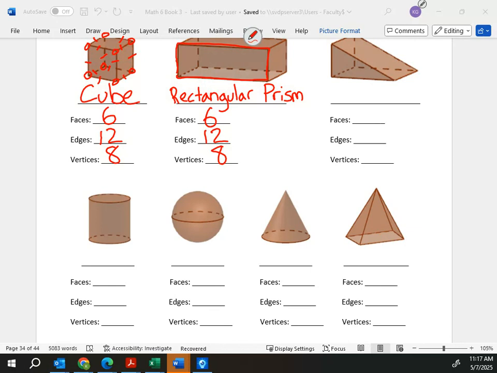Then we have this funky looking wedge. What do we call that wedge, Lexi? Yeah, because we see it has triangles on its sides. So instead of just calling it a triangle, we call it a triangular prism.